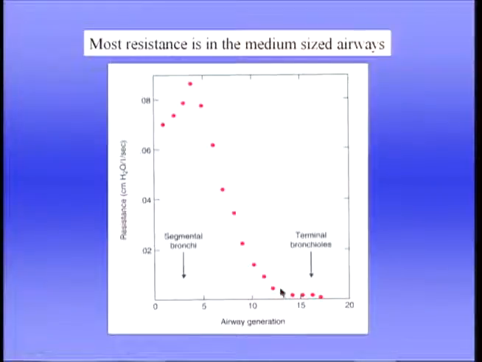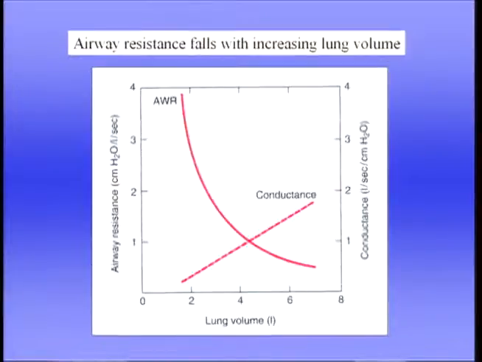Now, other factors increase airway resistance, and one of the most important is lung volume. It turns out that airway resistance, shown here as AWR, decreases as lung volume increases. Now, why should that be? That's simply because the airways are tethered by the alveoli and they are pulled open by the radial traction of the alveoli as the lung is expanded. Actually, you can see that if you look down into the lung with a bronchoscope.